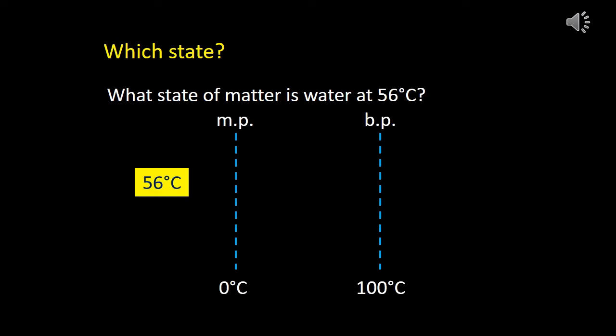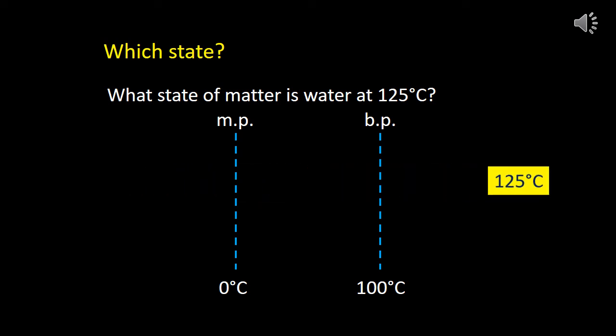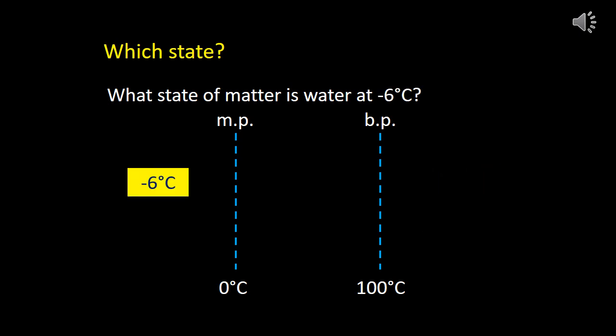Here's an example for water at 56 degrees. See if you can figure out if it's going to be gas, liquid, or solid. What about 125 degrees? Where is it going to land then? And what about -6 degrees? What about water at that temperature? Solid, liquid, or gas? What do you think?